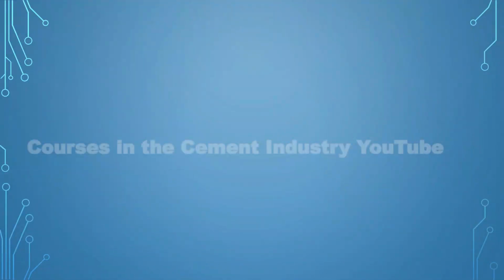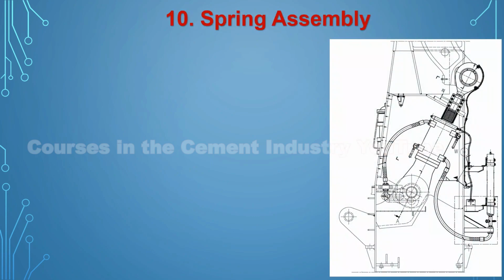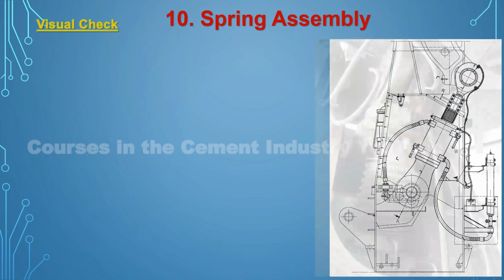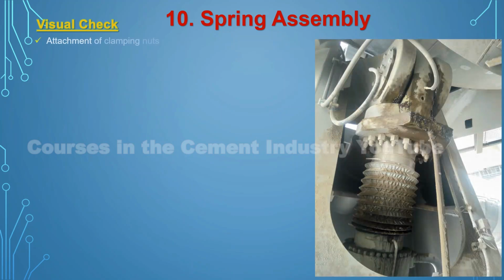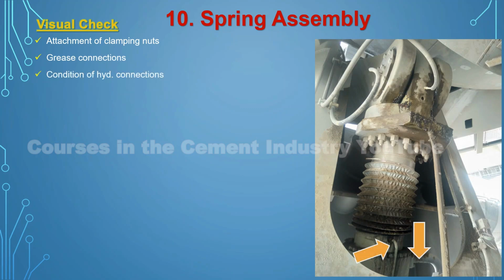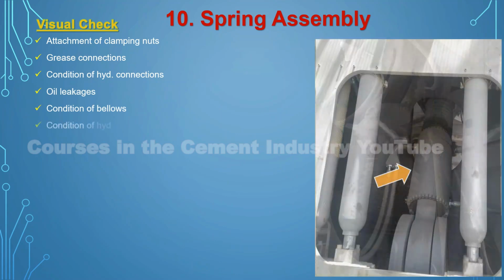10. Spring assembly. Visual check. 1. Attachment of clamping nuts. 2. Grease connections. 3. Condition of hydraulic connections. 4. Oil leakages. 5. Condition of bellows. 6. Condition of hydraulic cylinders.